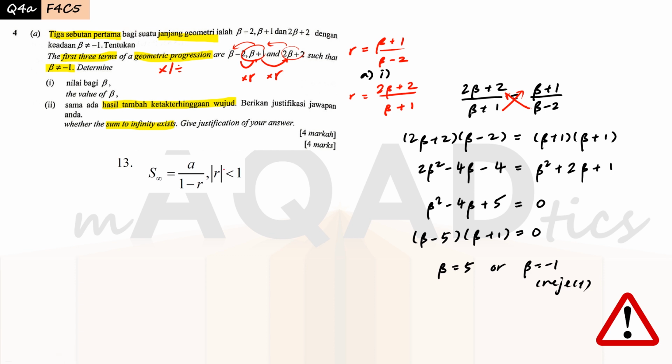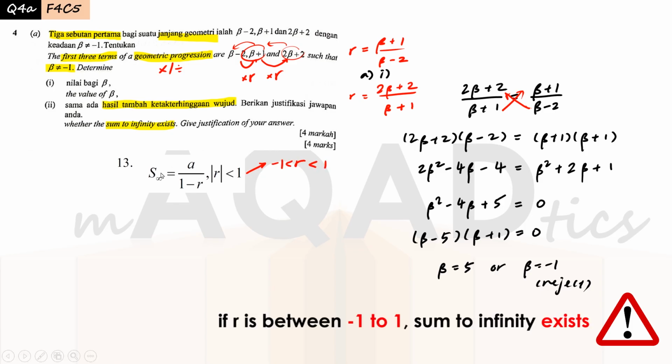Okay, so if I arrange this a bit, if R is between -1 and 1, we can find a value for S infinity. But if it's not, let's say R is equal to 3, the sum to infinity will either be infinity or negative infinity, so it means no answer.